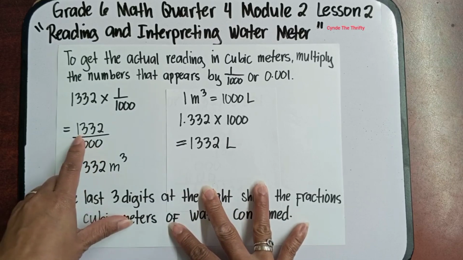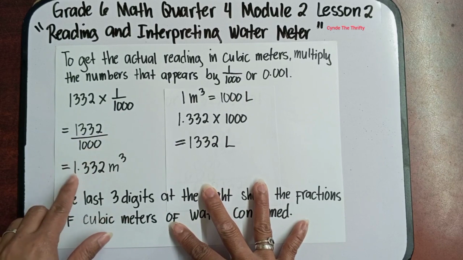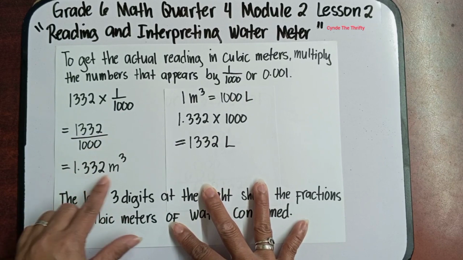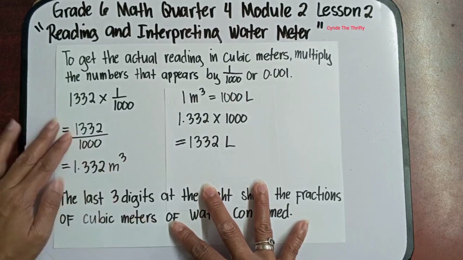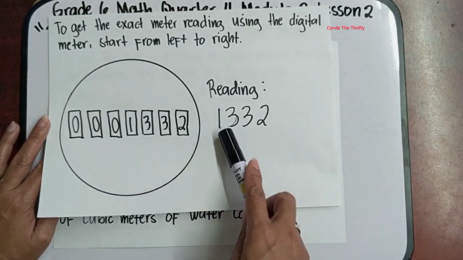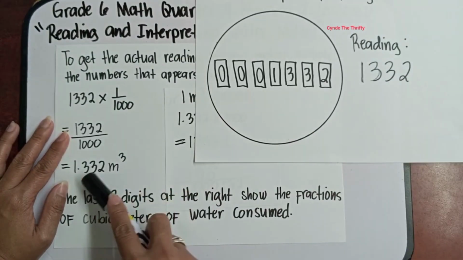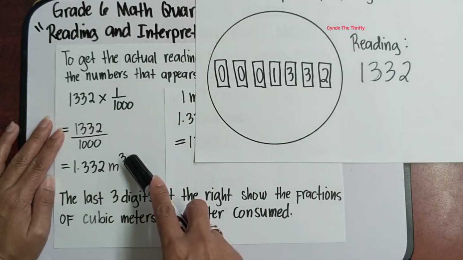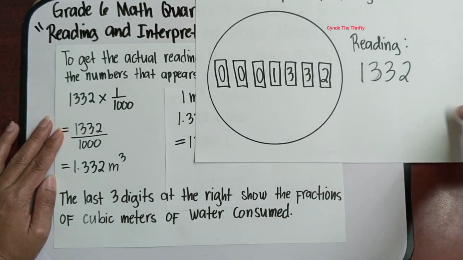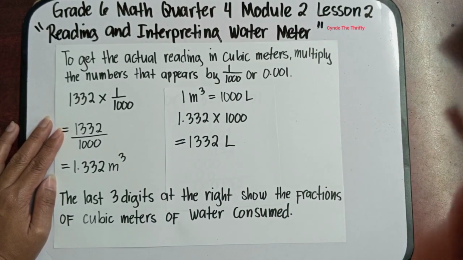And then 1,332 divided by 1,000 is equal to 1.332 cubic meter. So, ibig sabihin, ang reading natin sa ating digital meter na 1332 is equivalent to 1.332 cubic meter. So, ito na yung tama natin. Ito na yung actual reading natin in cubic meters.